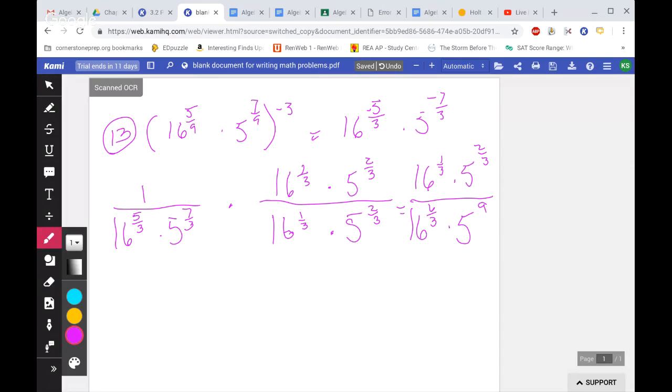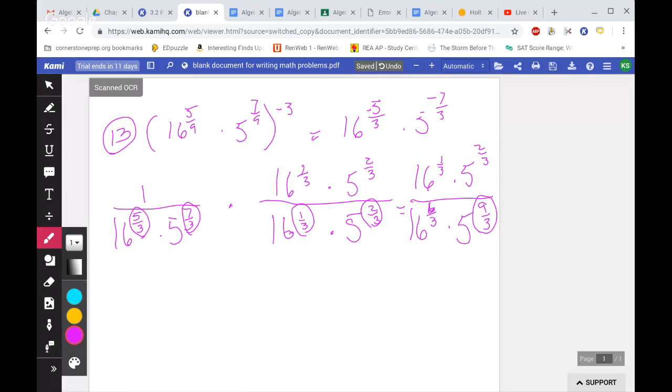How did you get that denominator, though? The 16 to the 6/3? Oh, do you just keep the 16? You don't do anything to them? No. You just keep the base the same. We're only adding the exponents. Okay.